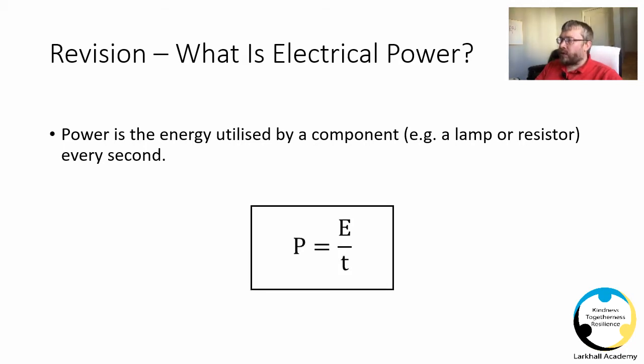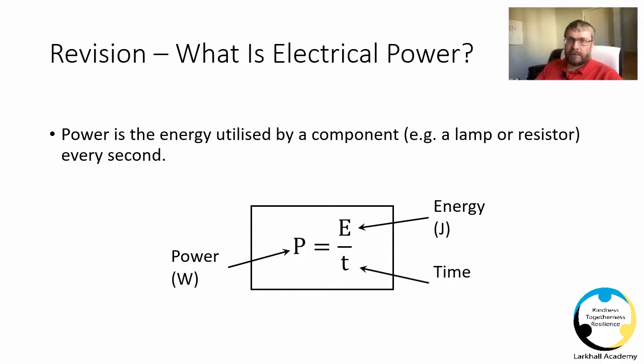We have our equation which links these quantities together. So we have P for power, measured in watts. E for energy, measured in joules, and of course T for time, measured in seconds, as always in physics. Okay, so that's our equation for calculating power using energy and time.